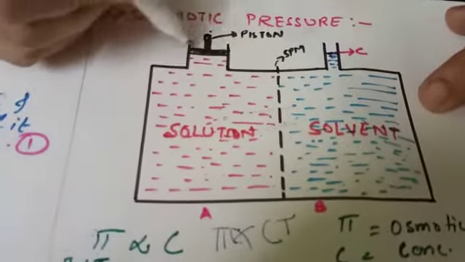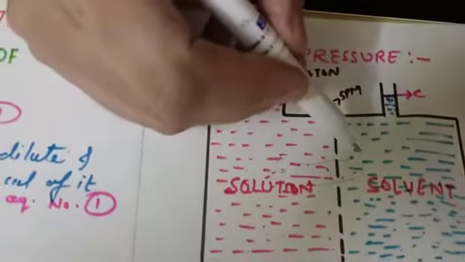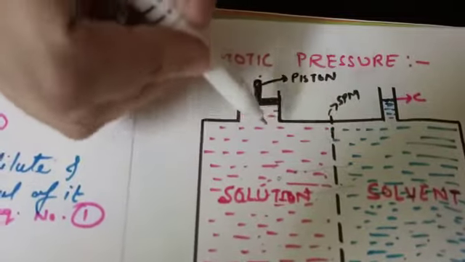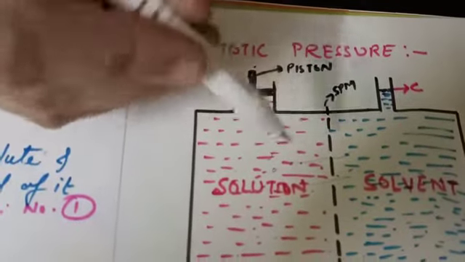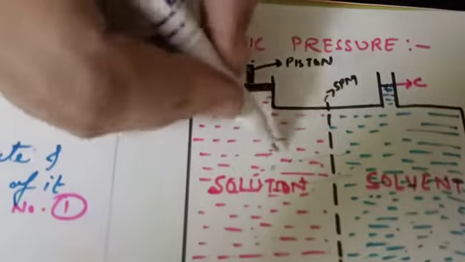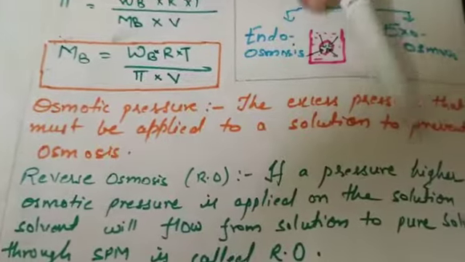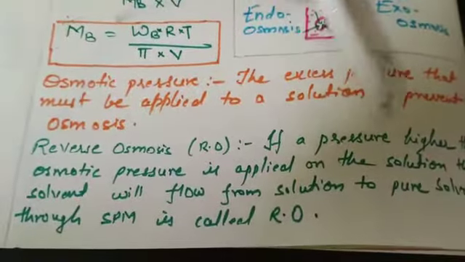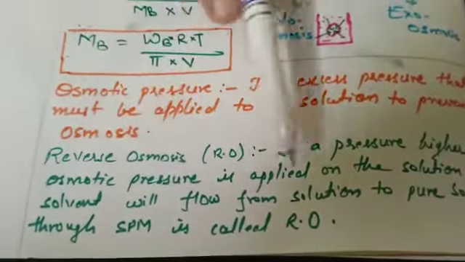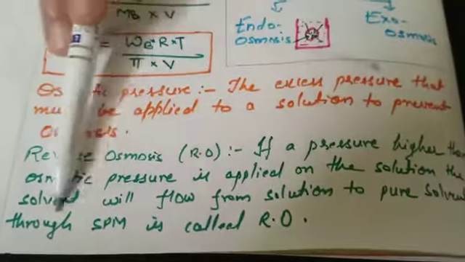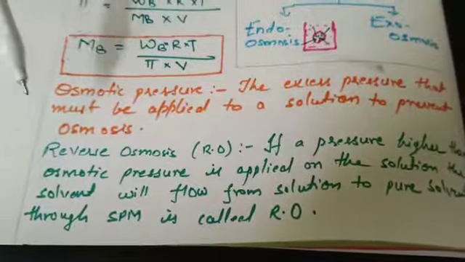When external pressure is applied with the help of the piston on the solution side so that the osmosis process stops, that pressure is known as osmotic pressure. And if a higher pressure than that is applied, the solvent particles from the solution start migrating toward the solvent. This is known as reverse osmosis. I have written it here: if a pressure higher than osmotic pressure is applied on the solution, the solvent will flow from the solution to the pure solvent through the semi-permeable membrane. This is known as reverse osmosis.